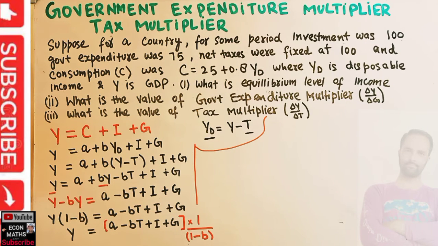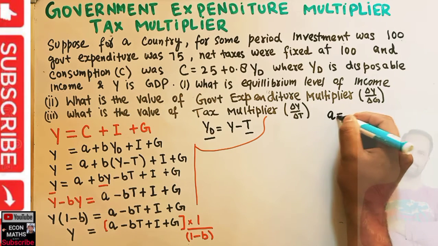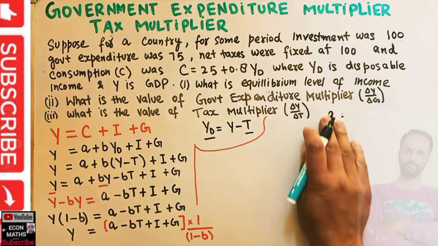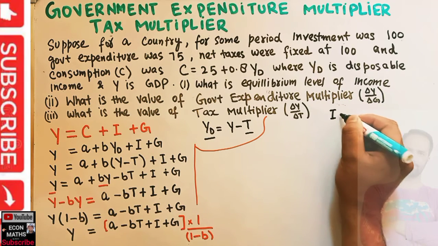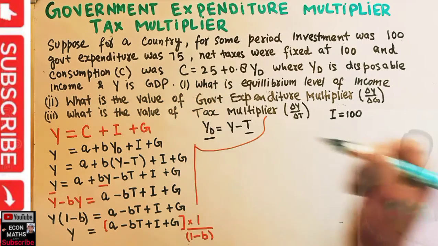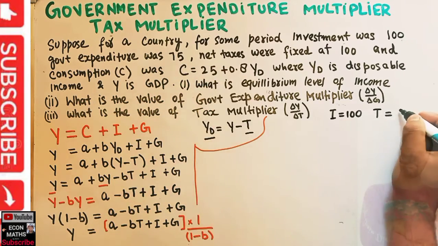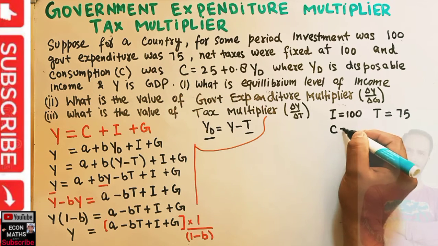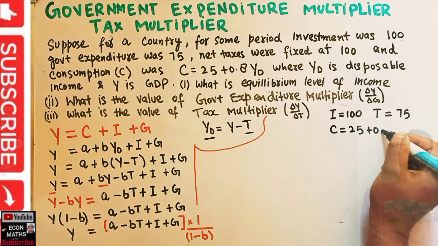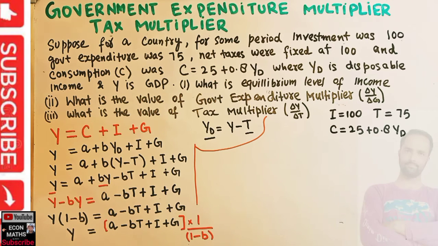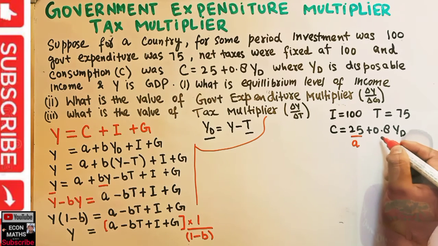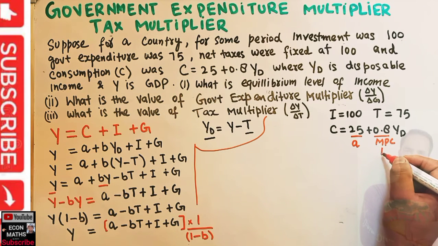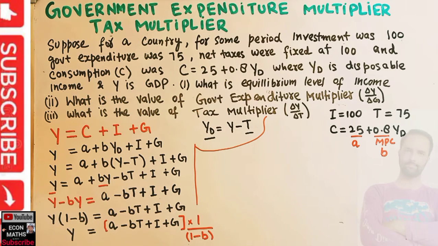In place of A, as I have told, it is autonomous. Let me first write what we are being given now. So we are being given investment I is equal to 100. Tax, which is also lump sum tax, is being given to us as 75. Also our consumption function is 25 plus 0.8 Y subscript d. This 25 is our A. This 0.8 is our MPC and it is being denoted by B. All the terms are here now.